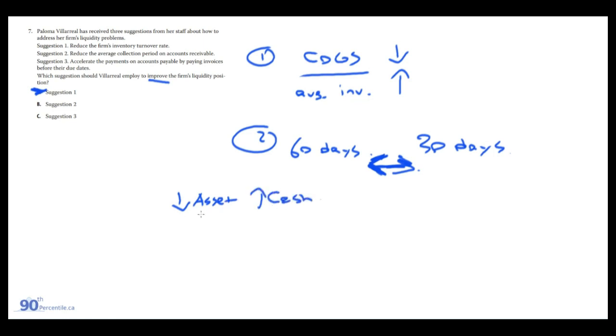If you're decreasing your AR outstanding, that means you received the cash. If you're decreasing your inventory on hand, that means you sold it and you have more cash, right? So our answer is going to be B. We can look at 3 as well though. So accelerating payments on accounts payable by paying invoices before their due dates.